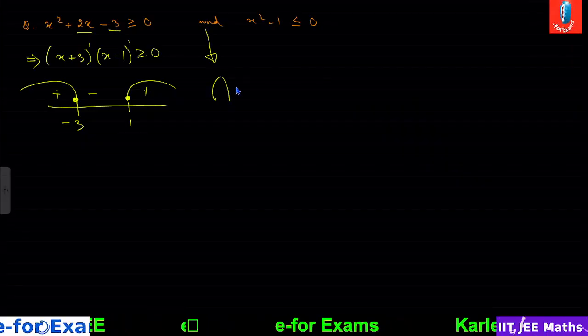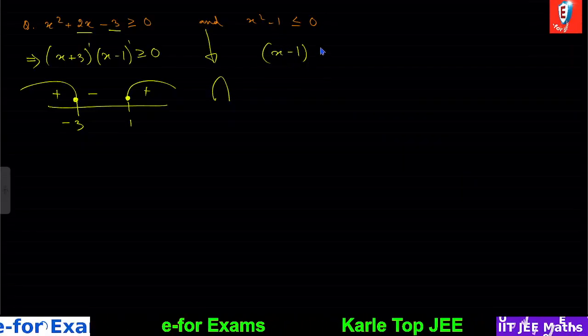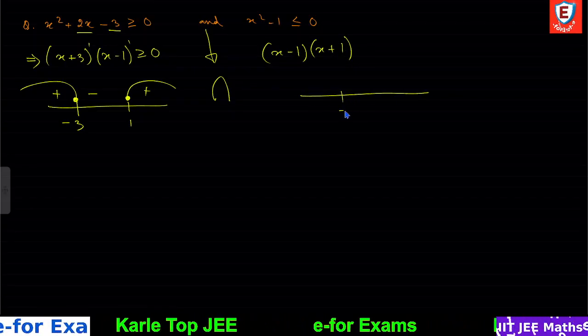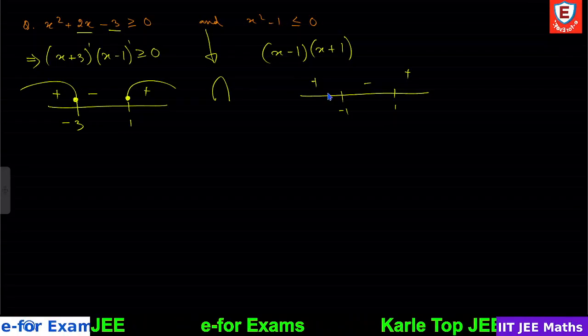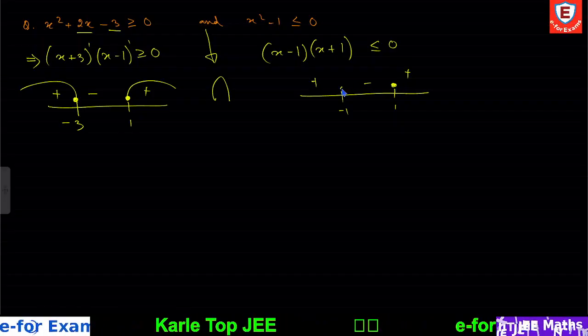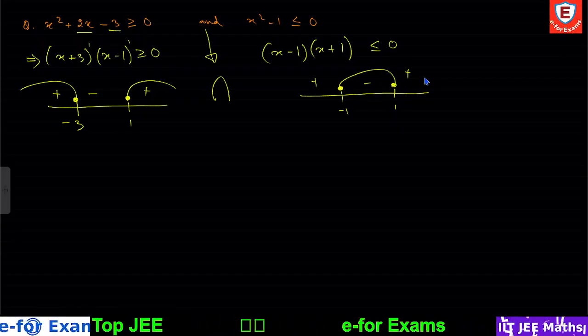Since there is "and", we need the intersection. Here, x minus 1, x plus 1. Minus 1 and 1, plus, minus, plus. This is less than or equal to 0. So it will be dark circle at minus 1 to dark circle at 1. This is our solution from here.